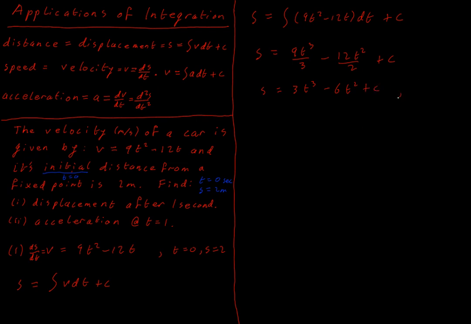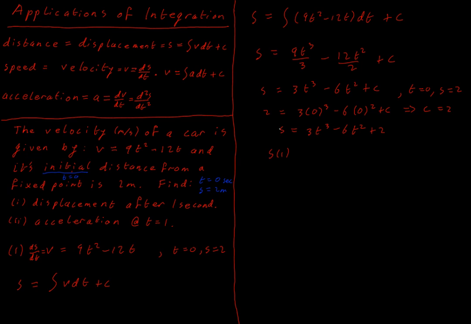Well, I know that when t is equal to 0, s is equal to 2. So 2 is equal to 3 times 0 cubed minus 6 times 0 squared plus c. Therefore, c is equal to 2. So s is equal to 3t cubed minus 6t squared plus 2. And then I want to know what that is equal to after 1 second. So I want to know what s is after 1 second. So s of 1, for 1 second.